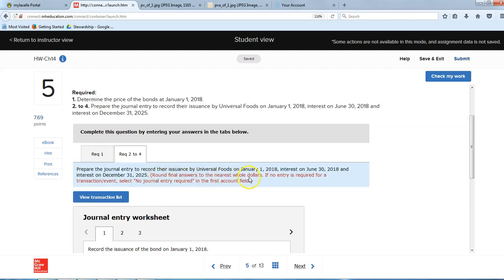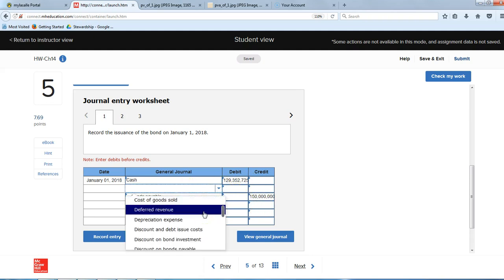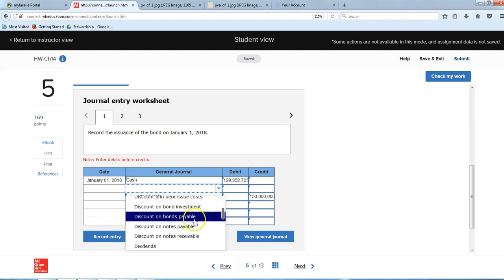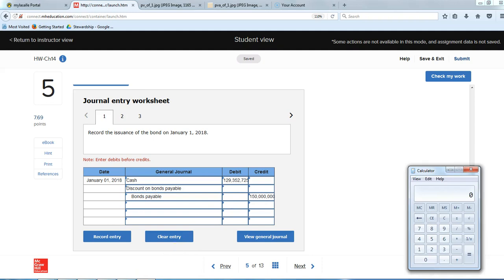Round final answer to the whole dollars. Okay. So debit is lower than credit. They issue bonds at discount. So we have a debit discount on bonds payable for the difference, which is 20,647,275.